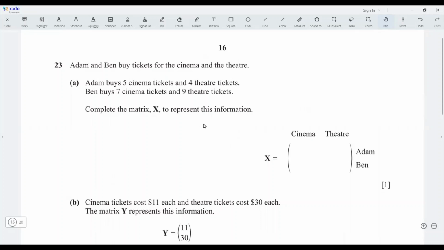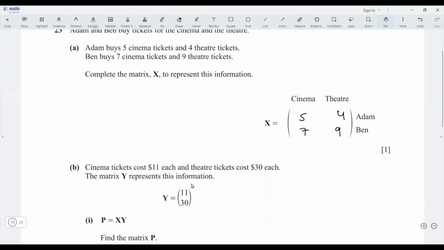So how to represent this? Cinema must be written in one column and theater in another column, and the first row must be of Adam, the second row of Ben. Under cinema for Adam, it must be 5. Similarly, Adam is buying 4 theater tickets. Similarly, 7 cinema tickets for Ben and 9 theater tickets for Ben as well. So this is the representation. It's quite easy. They've already told us how to write it down.